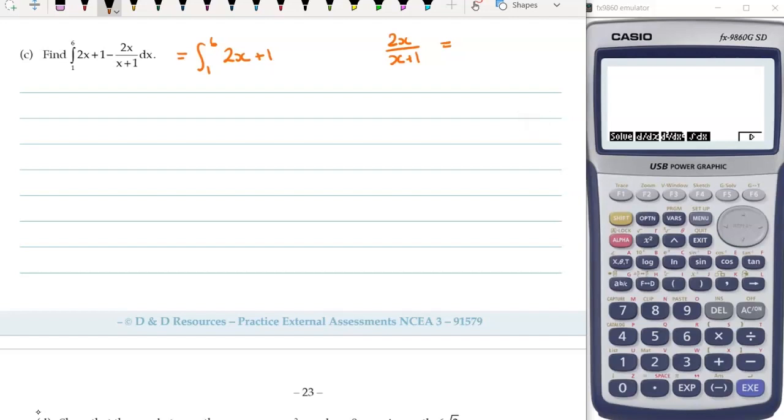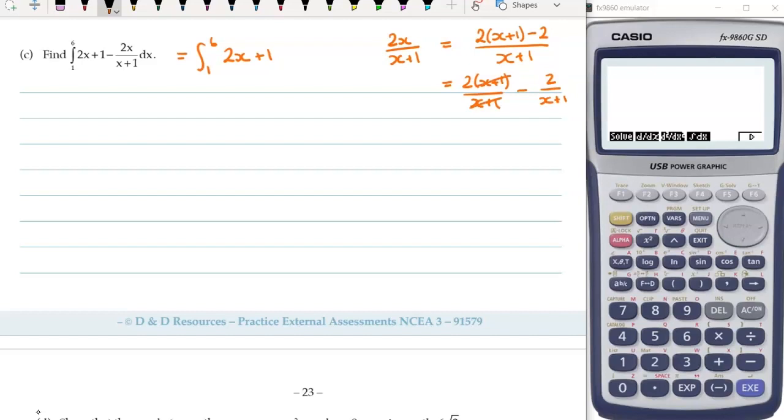So if I was to change the top into being 2 times a multiple of the bottom, that would give me 2x plus 2, whereas we actually only want it to be equal to 2x, so we need to take off the 2 to make it equivalent. Okay, so now that thing is equivalent, I can separate it into 2x plus 1 over x plus 1 and minus 2 over x plus 1, and those cancel.